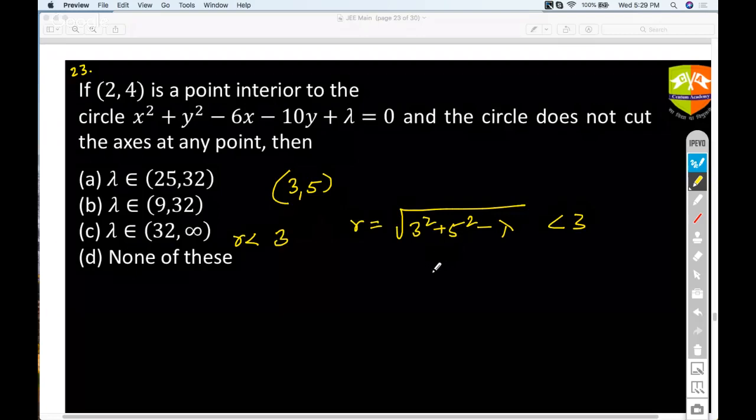That means 5 square minus lambda has to be less than 0. That means lambda has to be greater than 25, correct?